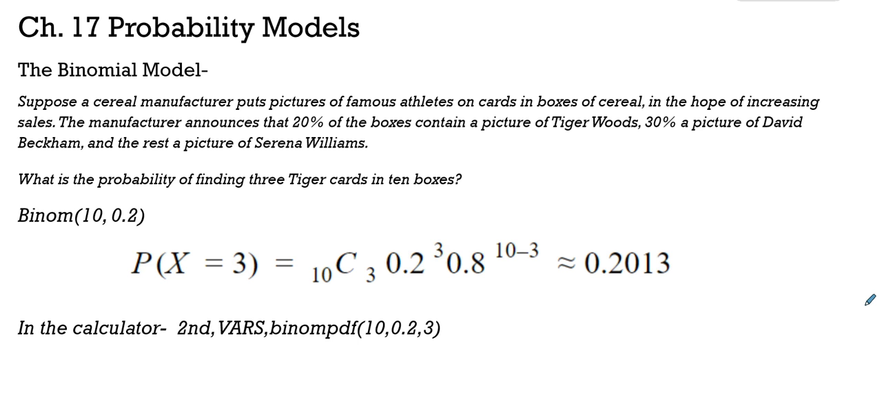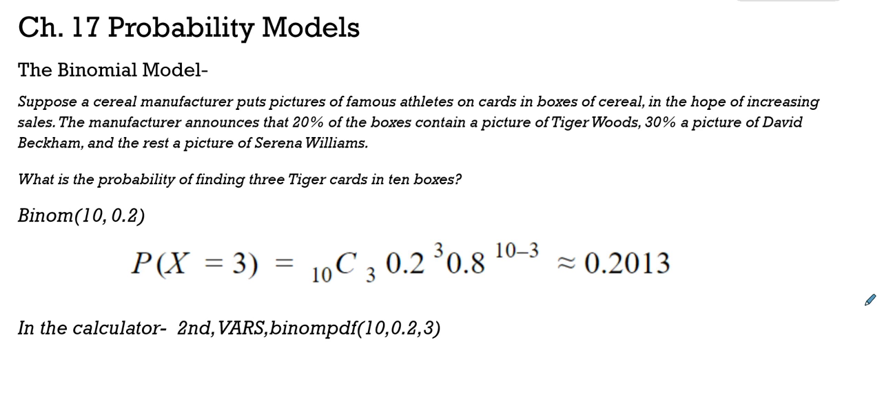What does the calculator need to know to do this? Well, it needs to know the number of trials, 10. It needs to know the probability of success, 0.2. It doesn't need to know the probability of failure, because it can figure it out from the probability of success. And then it needs to know how many successes. Basically, it's taking those numbers and plugging them into that formula. As you can see from there, it just does it for us, and it's all a push of a button.